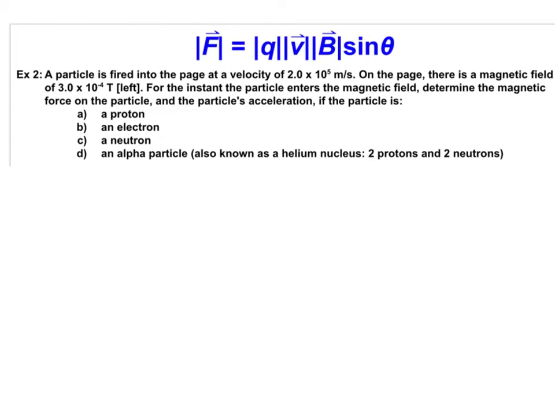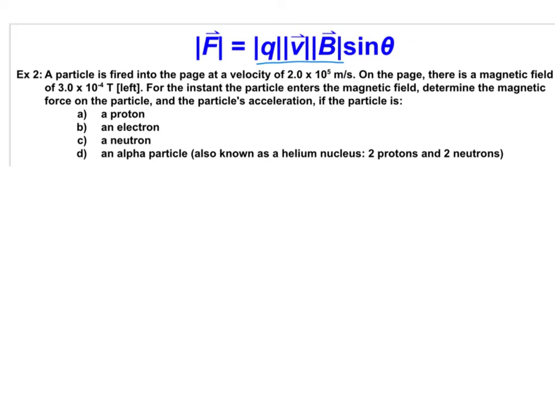So this formula will calculate how many newtons a charged particle will feel if it moves into a magnetic field at a certain speed. You'll see by this formula that the force is directly proportional to the charge of the particle, the velocity of the particle, and the magnetic field is directly proportional to all three of those. Okay, so I just want to start getting used to this formula here.